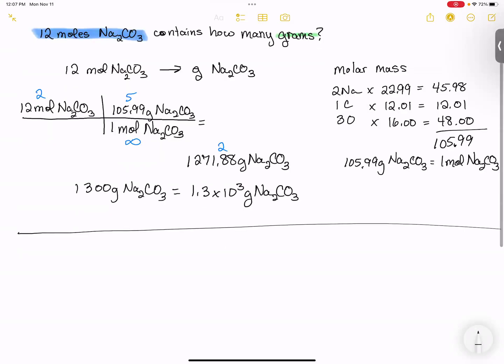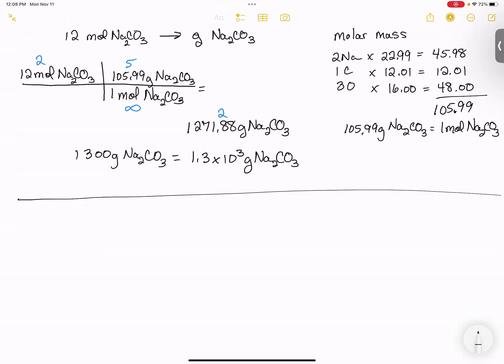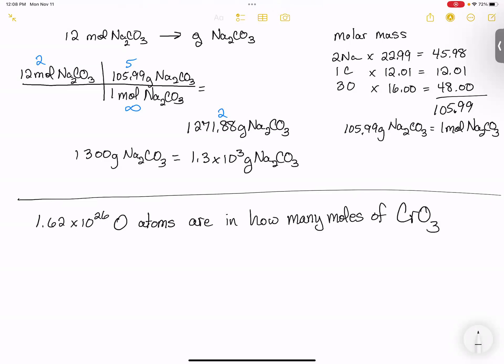Okay, another example. Gotta remember to write bigger. This says 1.62 times 10 to the 26 oxygen atoms are in how many moles of chromium 6 oxide?